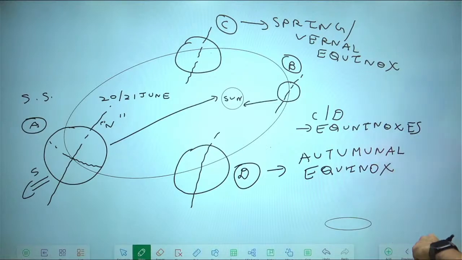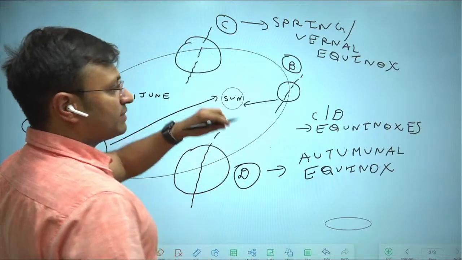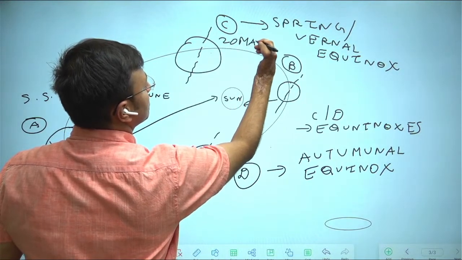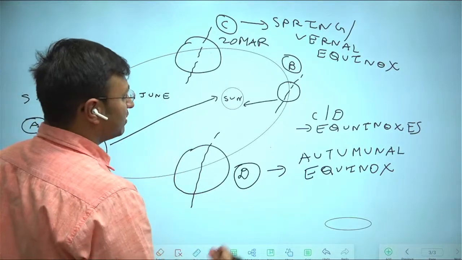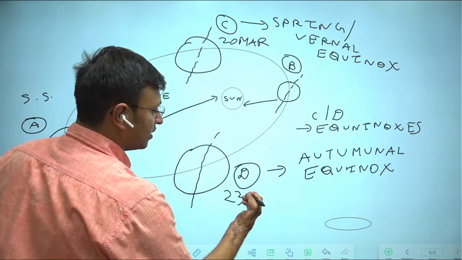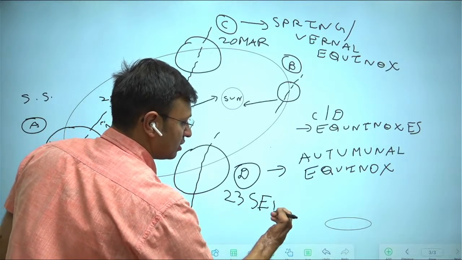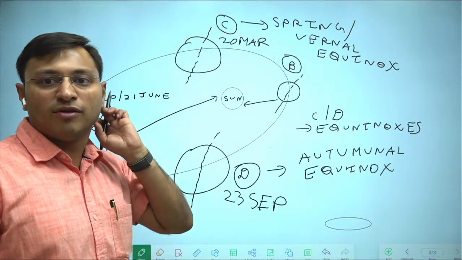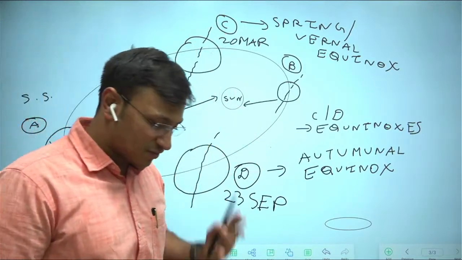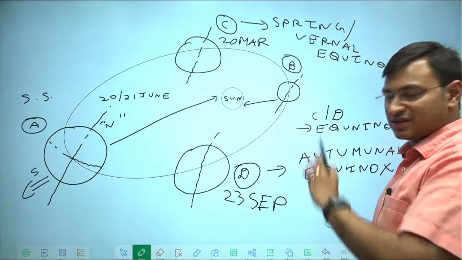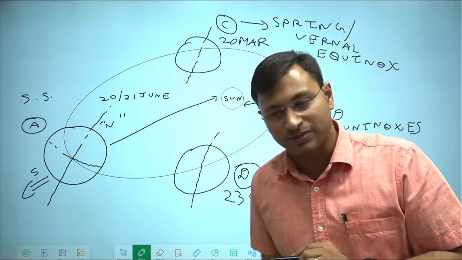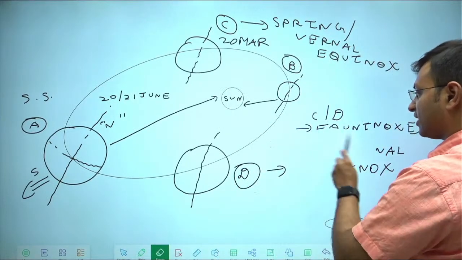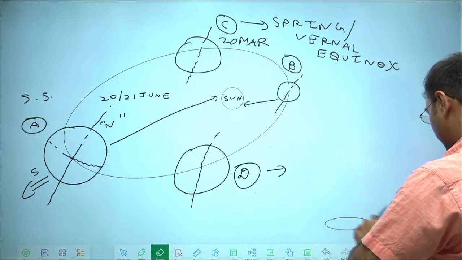Okay, so position number C normally happens on around 20th of March, whereas position number D normally happens on 23rd of September of each year. So these are some of the important geographical or calendar dates of the Earth, which you have to remember from the civil services examination point of view and for understanding your life on Earth per se. I'm quickly reiterating the important dates for every one of you so that you don't get confused and we can move to further discussions of these particular dates.